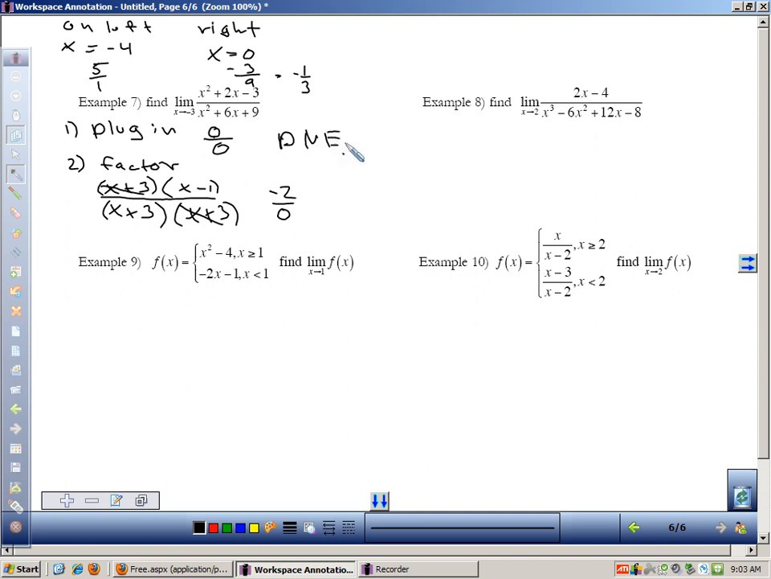Would it not be? Do they both have to? It has to be the same sign on the right and the left for the limit to exist. If they were both positive, we'd get infinity. If they're both negative, we'd get negative infinity. Yeah. Okay. How come the numerator is -2 if you're plugging in -3? Oh, this should be -3 minus 1. It should be -4. Thank you.